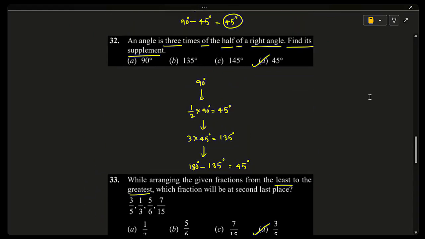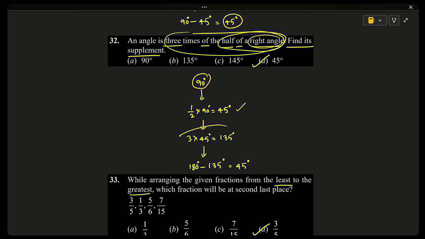32nd one, right? An angle is 3 times of the half of a right angle. So right angle is 90 degrees, right? Yes, sir. After the right angle, they're asking half of the right angle. What is half of a right angle? Is it 45 degrees? Yes, sir. And in that, they're asking 3 times of half of a right angle. What is 3 times of 45? Is it 135? Yes, sir. Then again, they're asking to find its supplement. Supplement means subtract it from 180 degrees. So you'll be getting the answer 45 degrees. Okay.